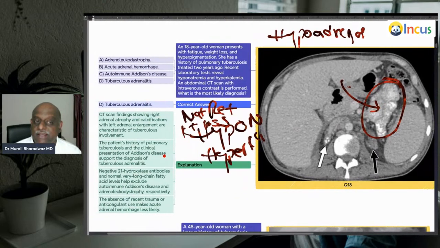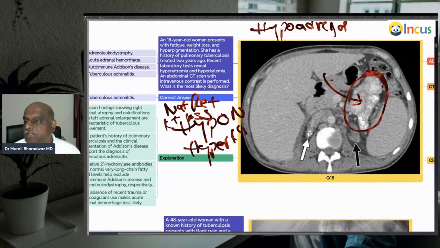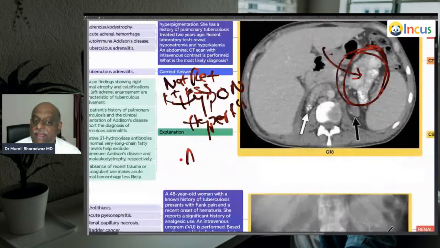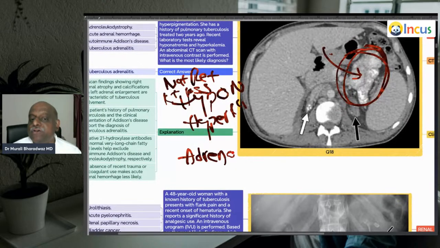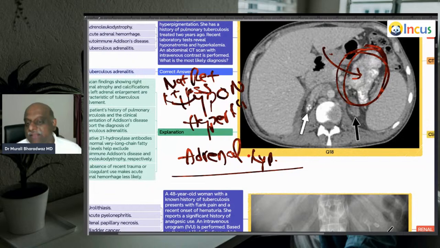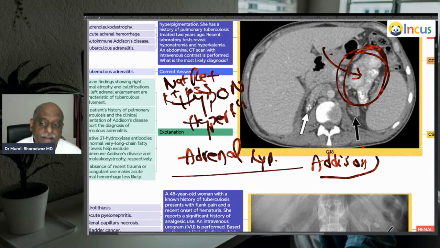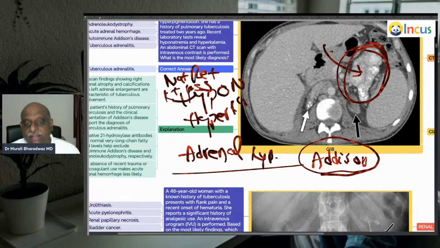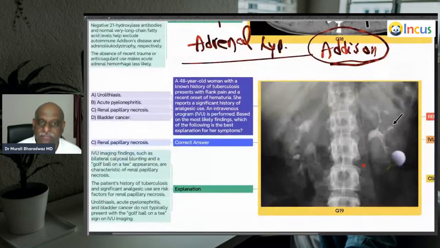So what you are seeing here is tuberculosis is the most common cause for adrenal hypofunction in India. Hum is desh ke vaasi hai, jis desh mein TB behti hai. Whereas Addison's is the most common cause in the West, where there's an autoimmune destruction.